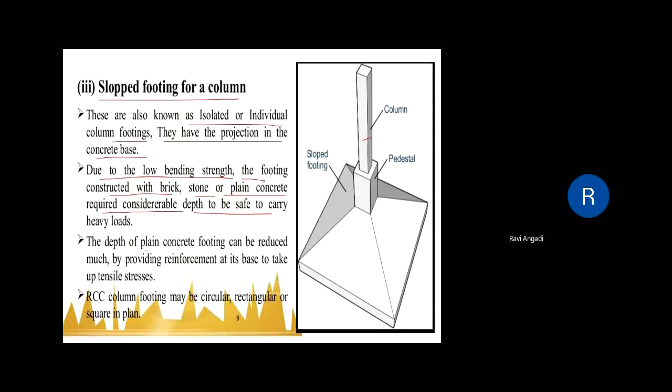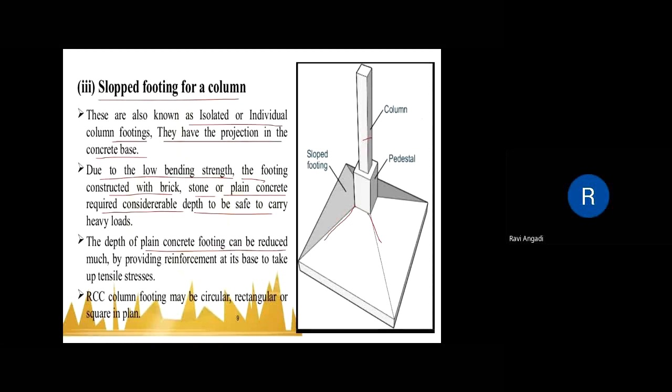The depth of plain concrete footing can be reduced. Means the concrete quantity can be reduced here by providing it like this. Means the load will be transferred like this. So unnecessarily, if you provide a square footing, the quantity will be more. So that can be reduced by providing such kinds of footings.